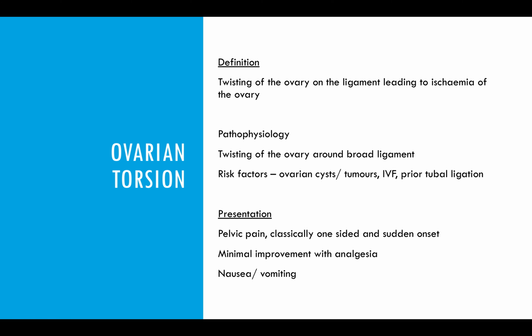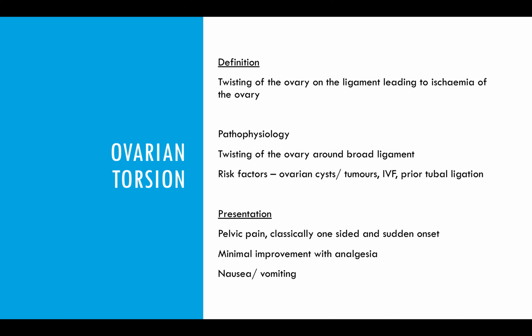Now, ovarian torsion, so similar thing, but obviously a little bit less obvious because it's internal and it's not going to give us the same sort of external localized symptoms as a testicular torsion. So you get twisting of the ovary on the ligament, which leads to, again, ischemia of the ovary. So the broad ligament, if the ovary sort of twists around that, that is torsion. Risk factors are things like cysts and tumours. Patients who are having IVF and a prior tubal ligation are at higher risk.